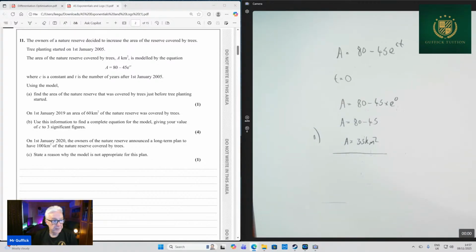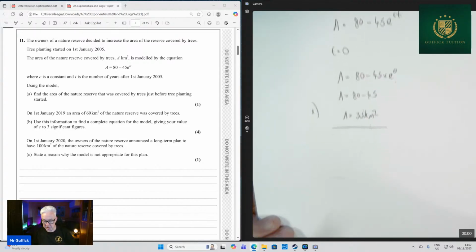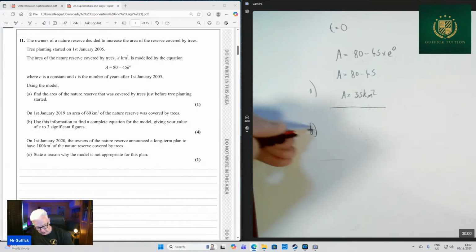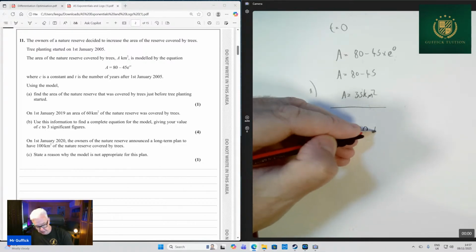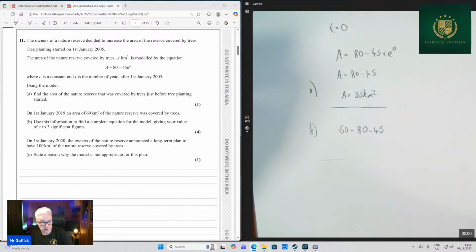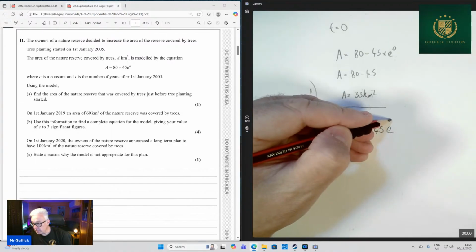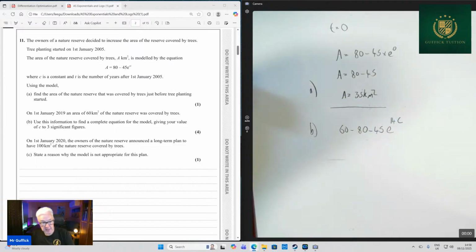So that's part A. Now it says on the 1st of January 2019, an area of 60 kilometers squared of the nature reserve was covered by trees. Use this information to basically find out what the value of C is. So in order to do this, we just need to sub in the information that we've got. So we have got that 60 is equal to 80 minus 45 e to the 14C. Because by 2019, we've got up to a time frame of 14 compared to when we started in 2005.